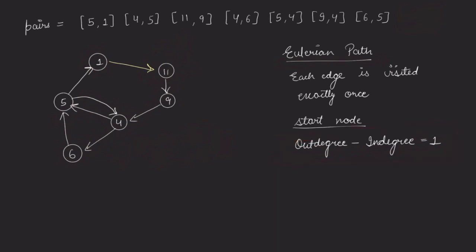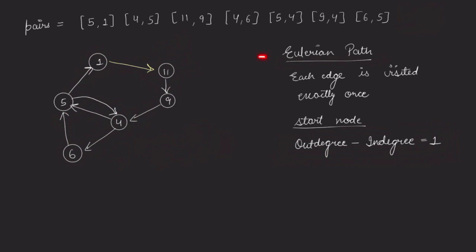Why? Because see, if I start from this 11, then what will be my path? I'll go to 9, then to 4, then to 6, then to 5, then to 4, then to 5, then to 1, and then to 11. So I started from 11 and I came back to 11. Basically, my starting and ending node is the same. And when this was not present, in that case, my starting node was 11 and ending node was 1, right?